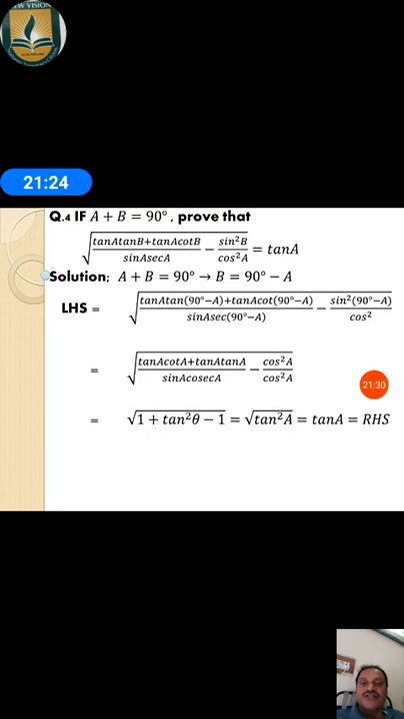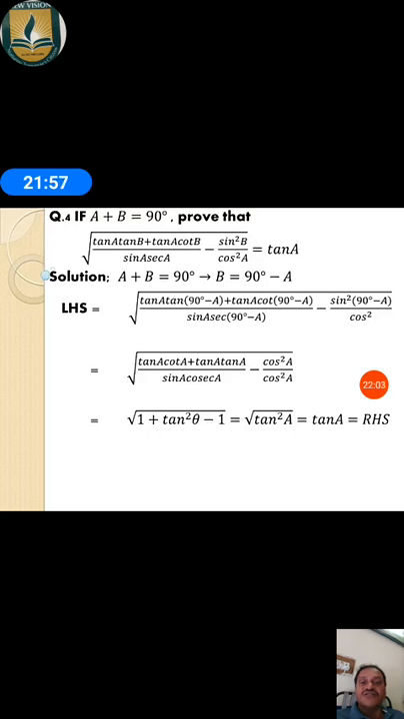Now let us take the left hand side part. Tan a, tan of b we can write as tan(90 minus a), plus tan a cot b, cot of b is cot(90 degrees minus a), whole thing by sin a into secant(90 degrees minus a). We replaced b by 90 degrees minus a in all the steps, minus sin square b is now sin square(90 degrees minus a) by cos square a.